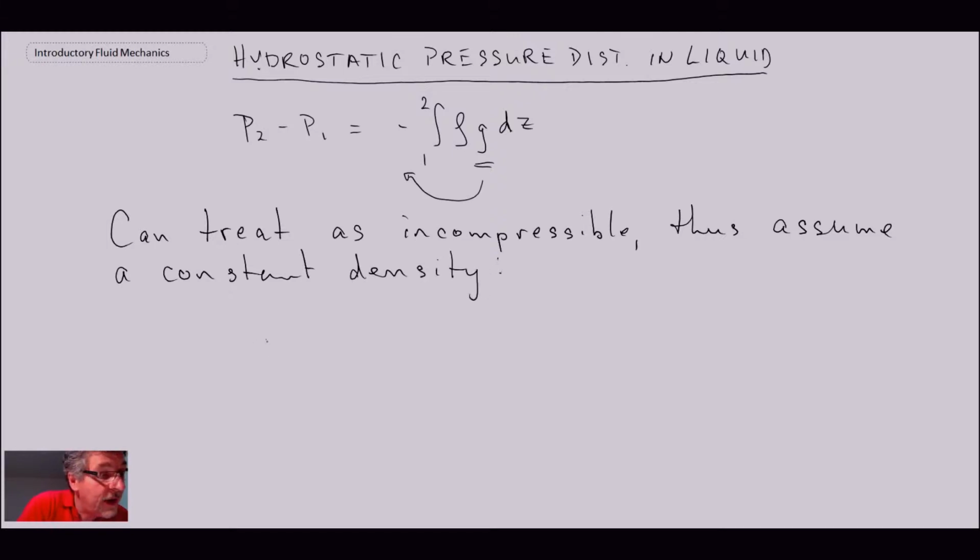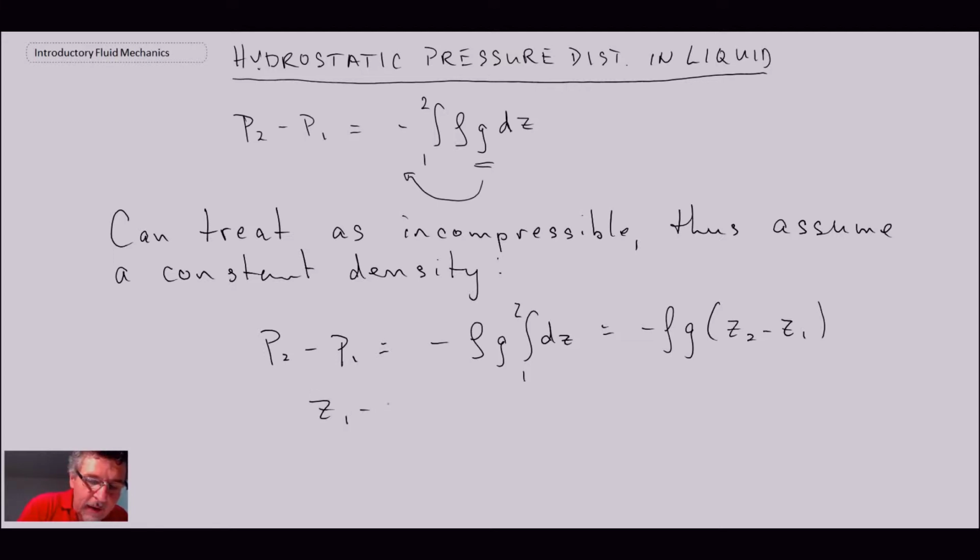And what we're left with is P2 minus P1 is equal to minus rho g integral from 1 to 2 dz. That then simplifies just down to z2 minus z1. So that becomes the equation. Now we can rearrange that: z1 minus z2 is P2 over rho g minus P1 over rho g.